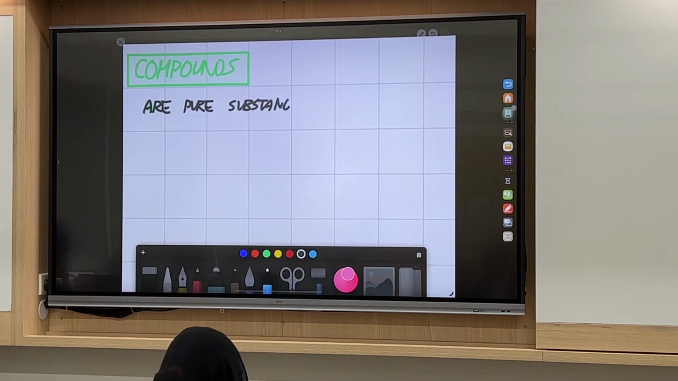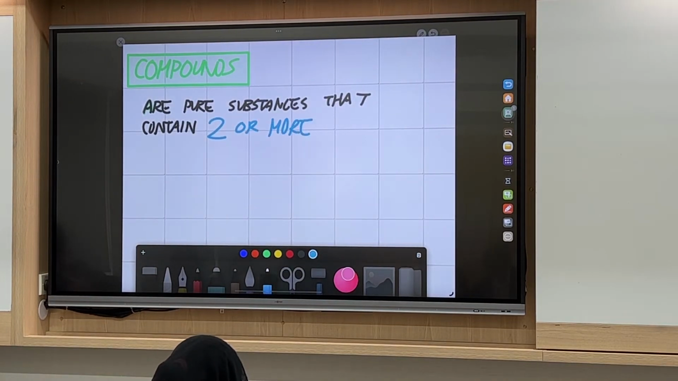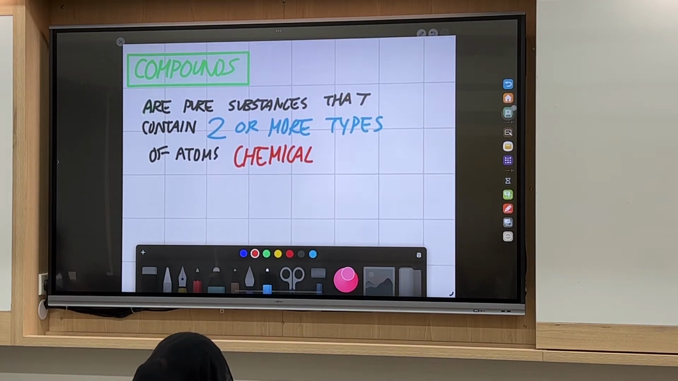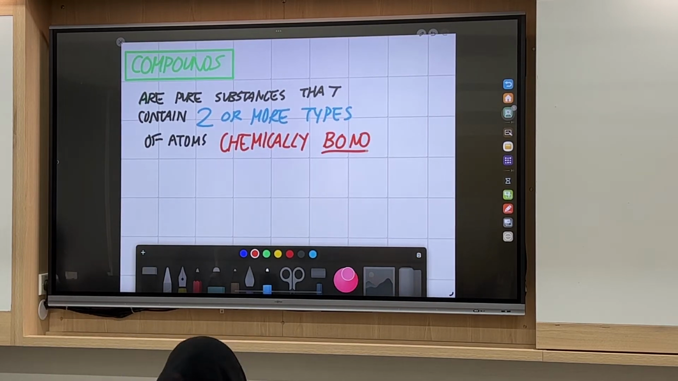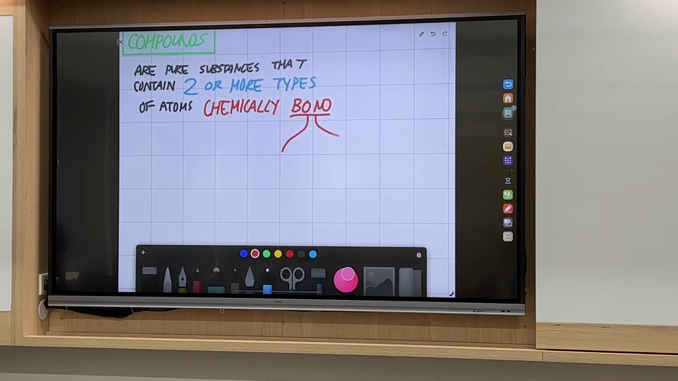Compounds are pure substances that contain two or more types of atoms. Write this in the blank space provided: two or more types of atoms chemically bonded. There are two main ways atoms can bond together. We call them ionic bond or covalent bond. So you can write down ionic or covalent bond. We'll look at what that means in this lesson.